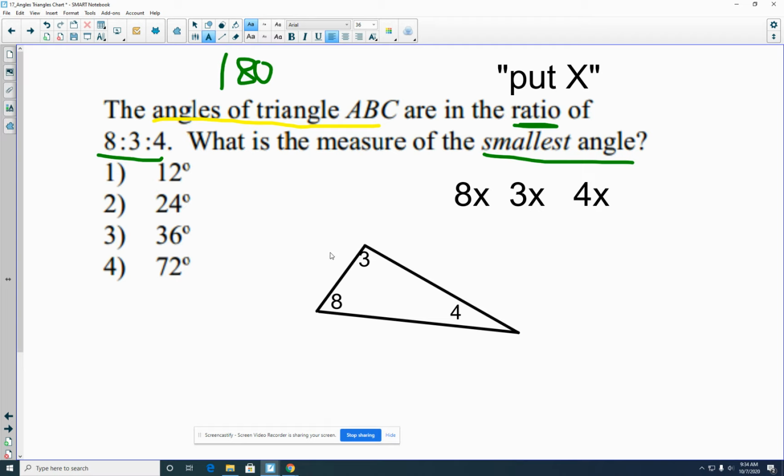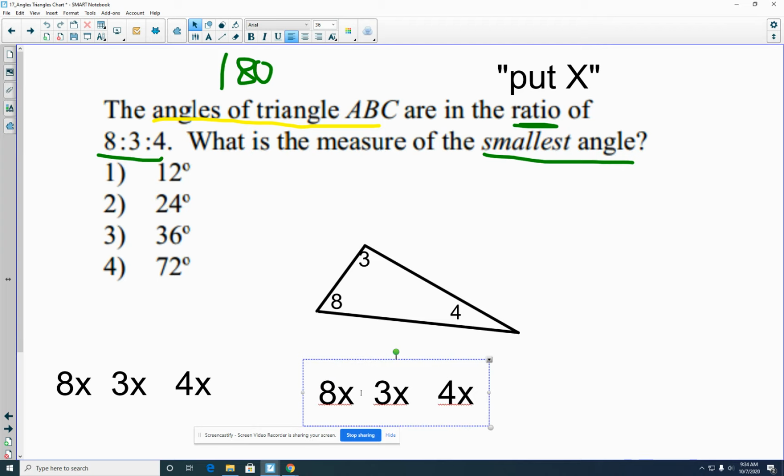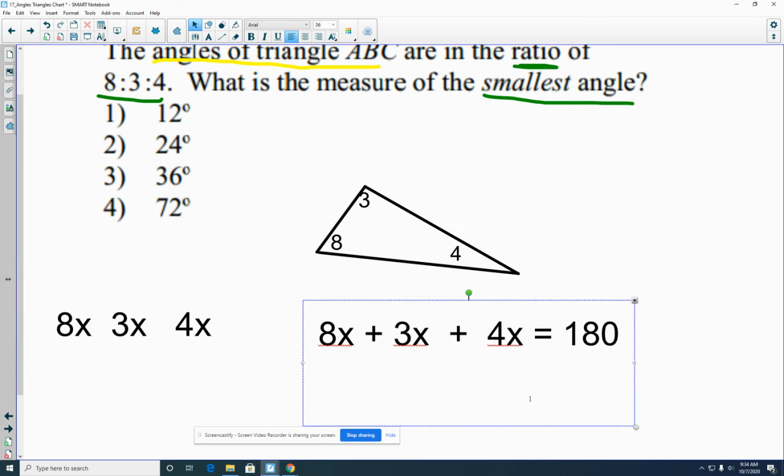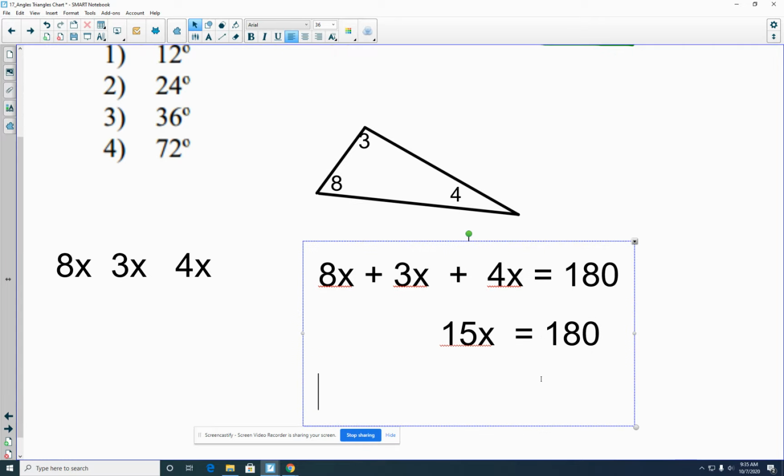And what did we say? Well, we said all three of those angles have to sum to 180. So based on this ratio, I can say 8x plus 3x plus 4x equals 180. Then just combine my terms. 8x, 3x, and 4x is 15x equals 180. Divide by 15, and then x is equal to 12.